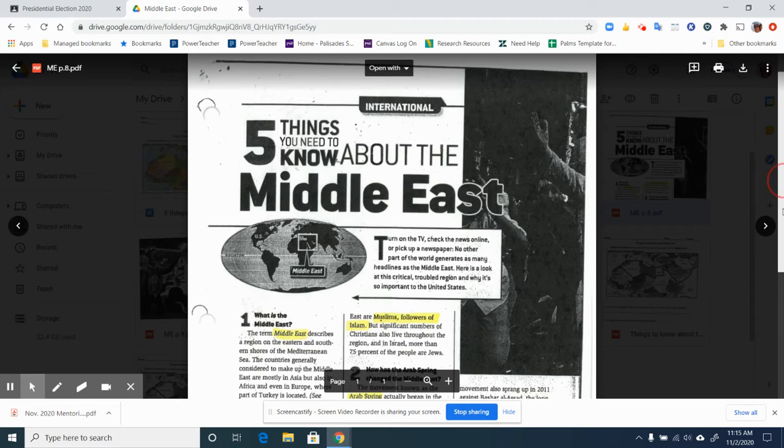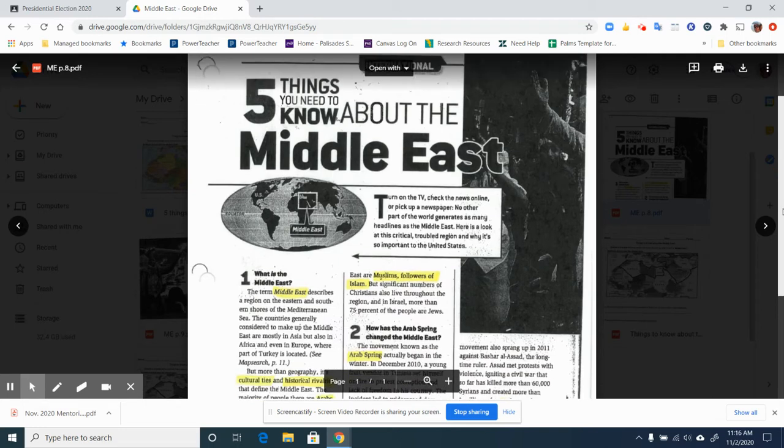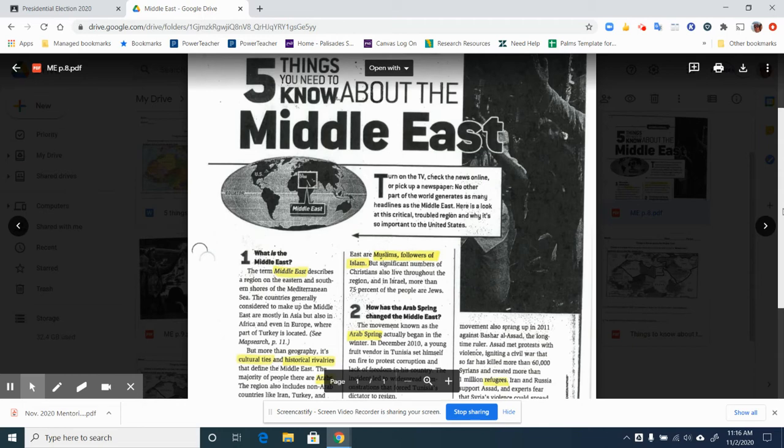Reason 1. What is the Middle East? The term Middle East describes a region on the eastern and southern shores of the Mediterranean Sea. The countries generally considered to make up the Middle East are mostly in Asia, but also in Africa and even Europe, where part of Turkey, a country in Europe, is located.